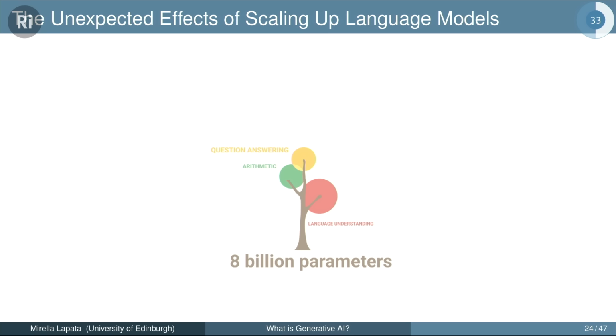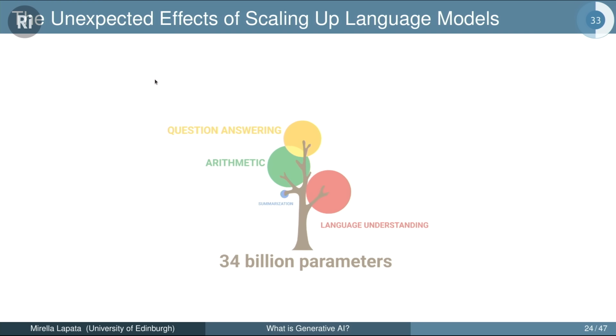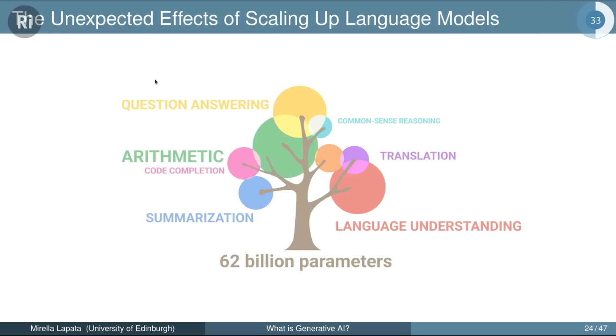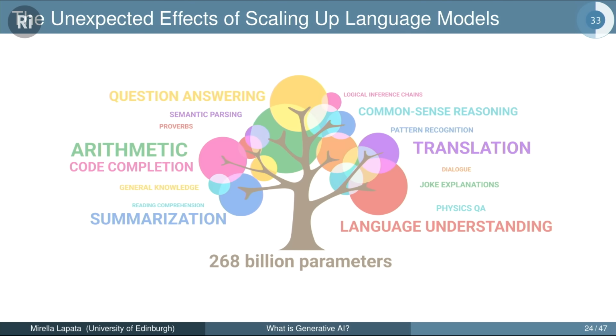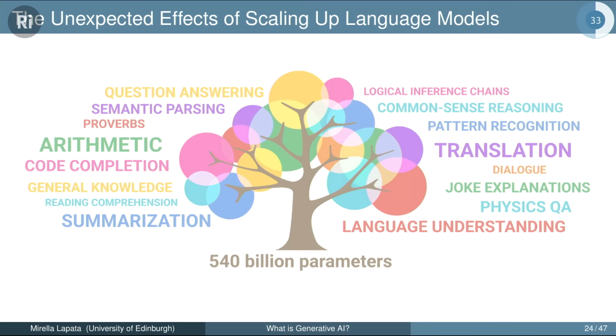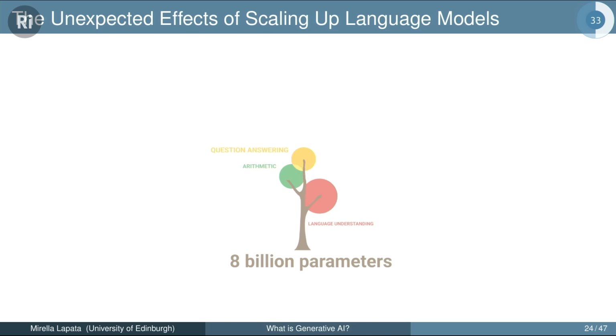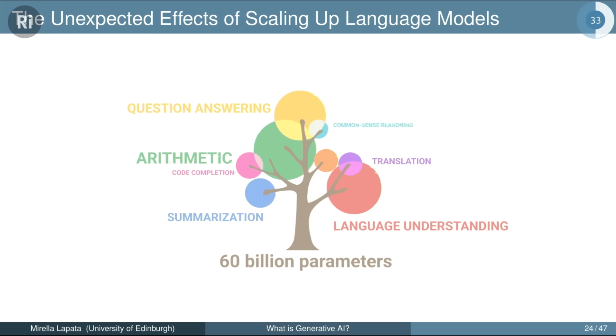Now, this is a video that is supposed to play and illustrate, let's see if it will work, the effects of scaling. So we'll play it one more time. So these are tasks that you can do, and it's the number of tasks against the number of parameters. So we start with 8 billion parameters, and we can do a few tasks.